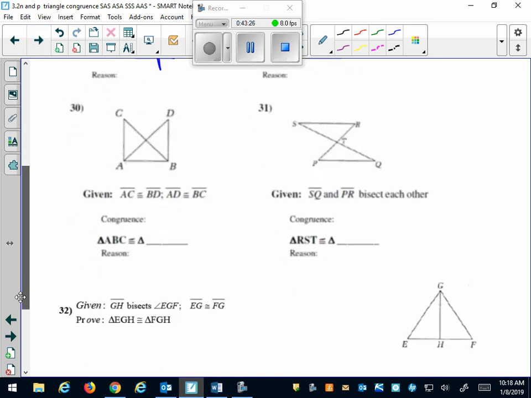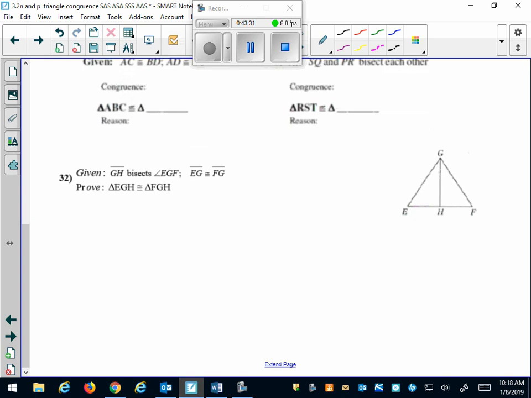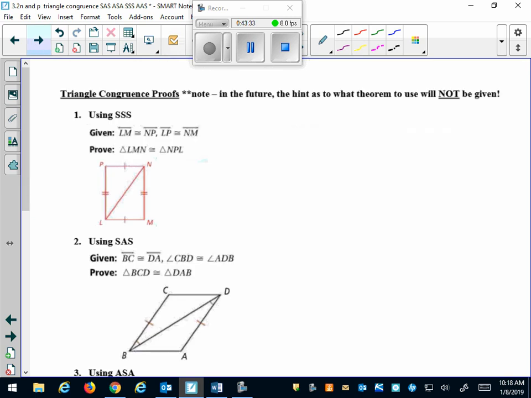All right, I'm going to skip down now. I'm running out of time a little bit. I'm going to have you skip number 32 for now. And I'm going to have you turn to the back. I just want to do one or two of these. These are basically giving you really basic proofs, and they tell you what you're going to use. It's basically an example of each type.